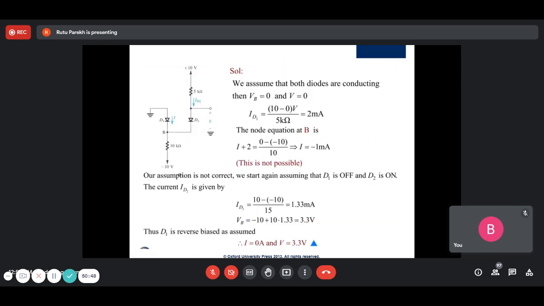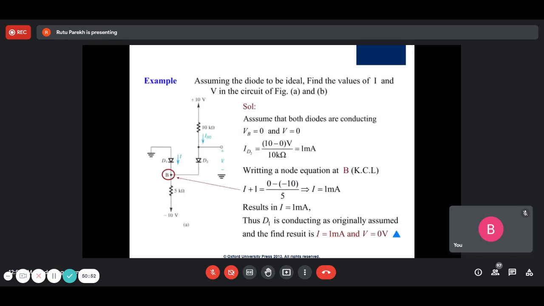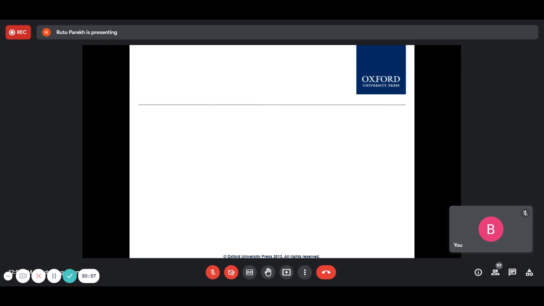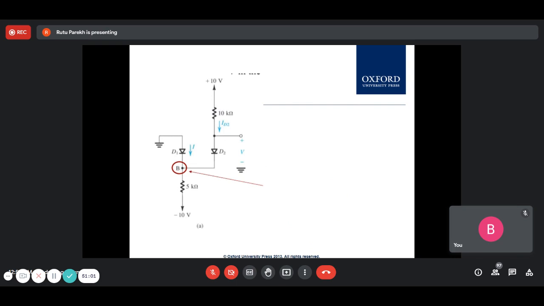Don't be confused. You blindly suppose first and then you say both are on, and then you go ahead. Even if you are very strong, you do it by pen and paper. Yes, please.